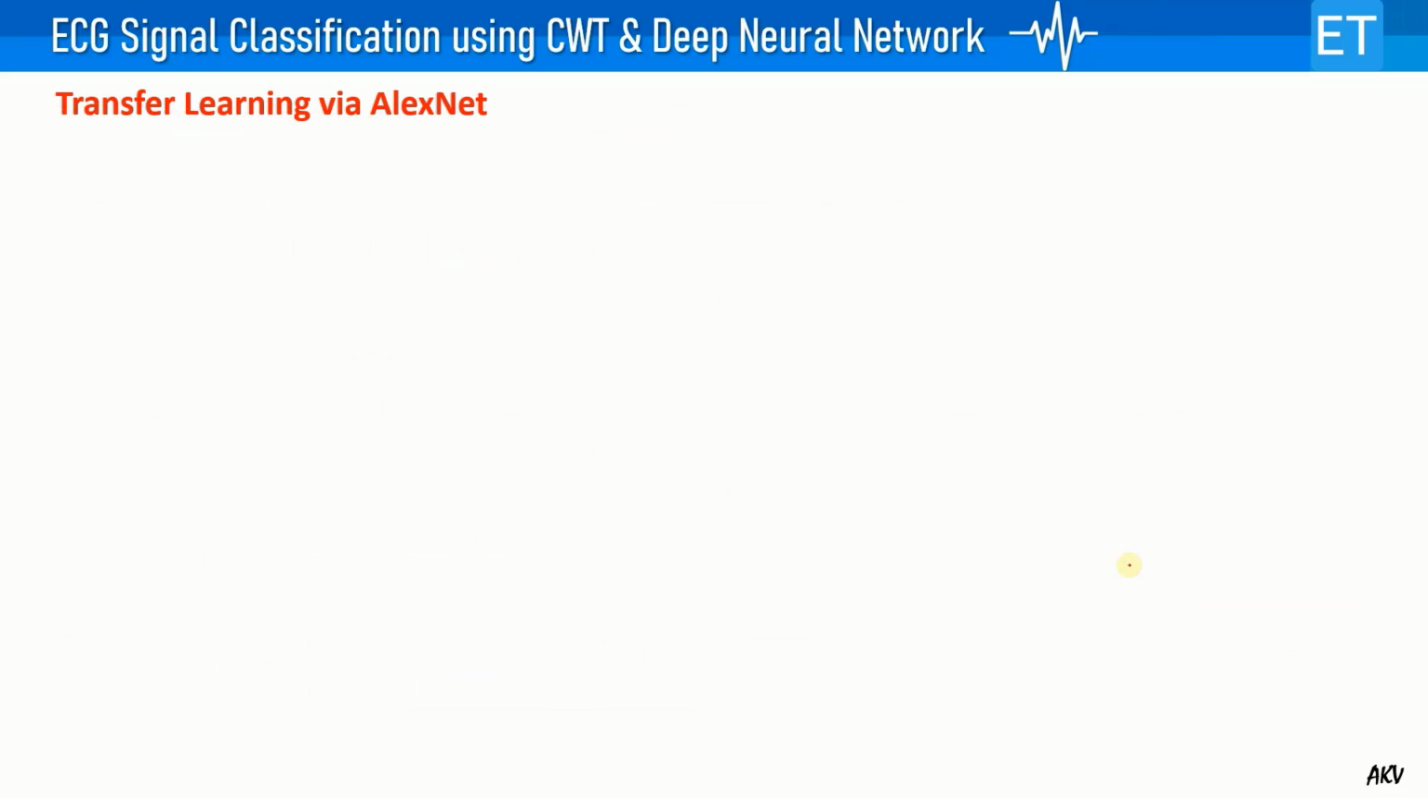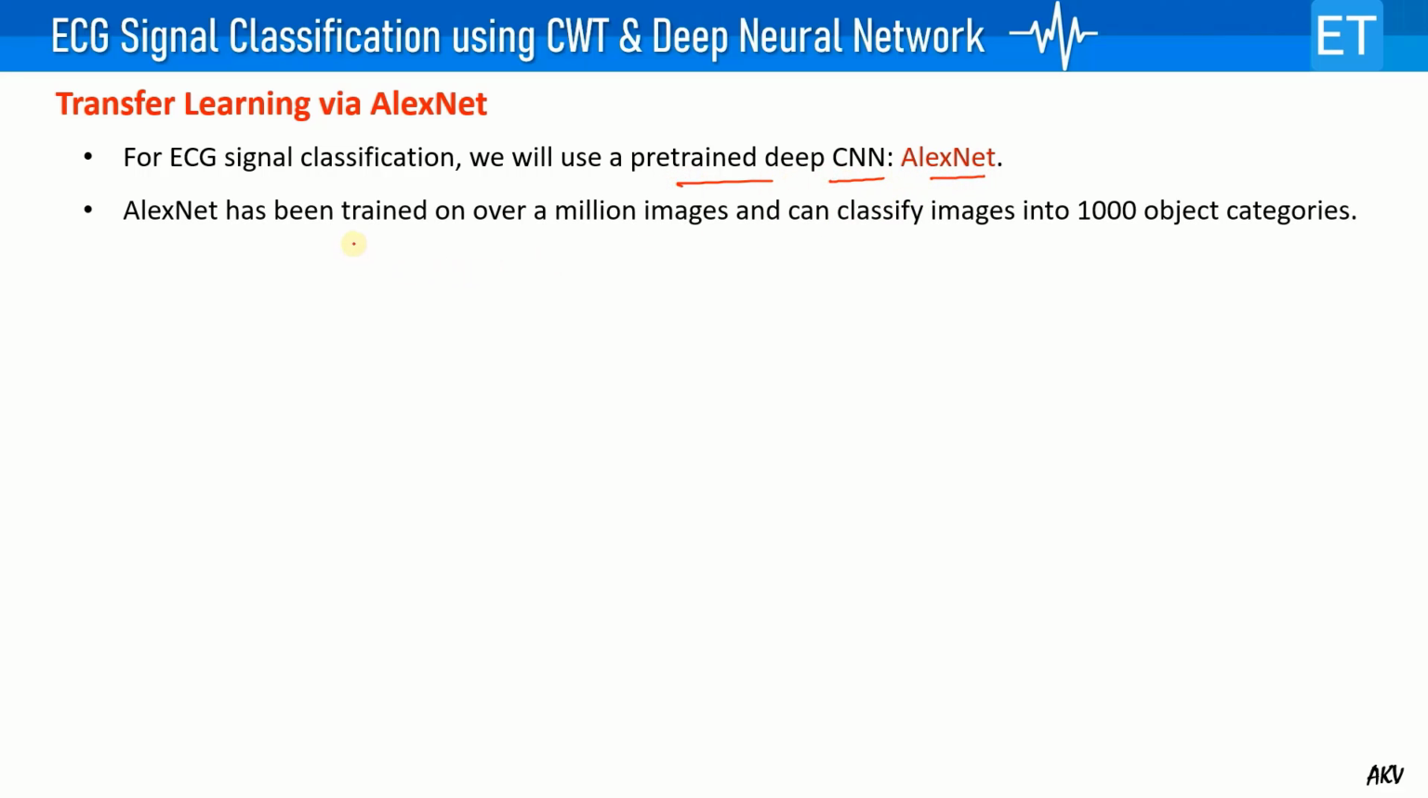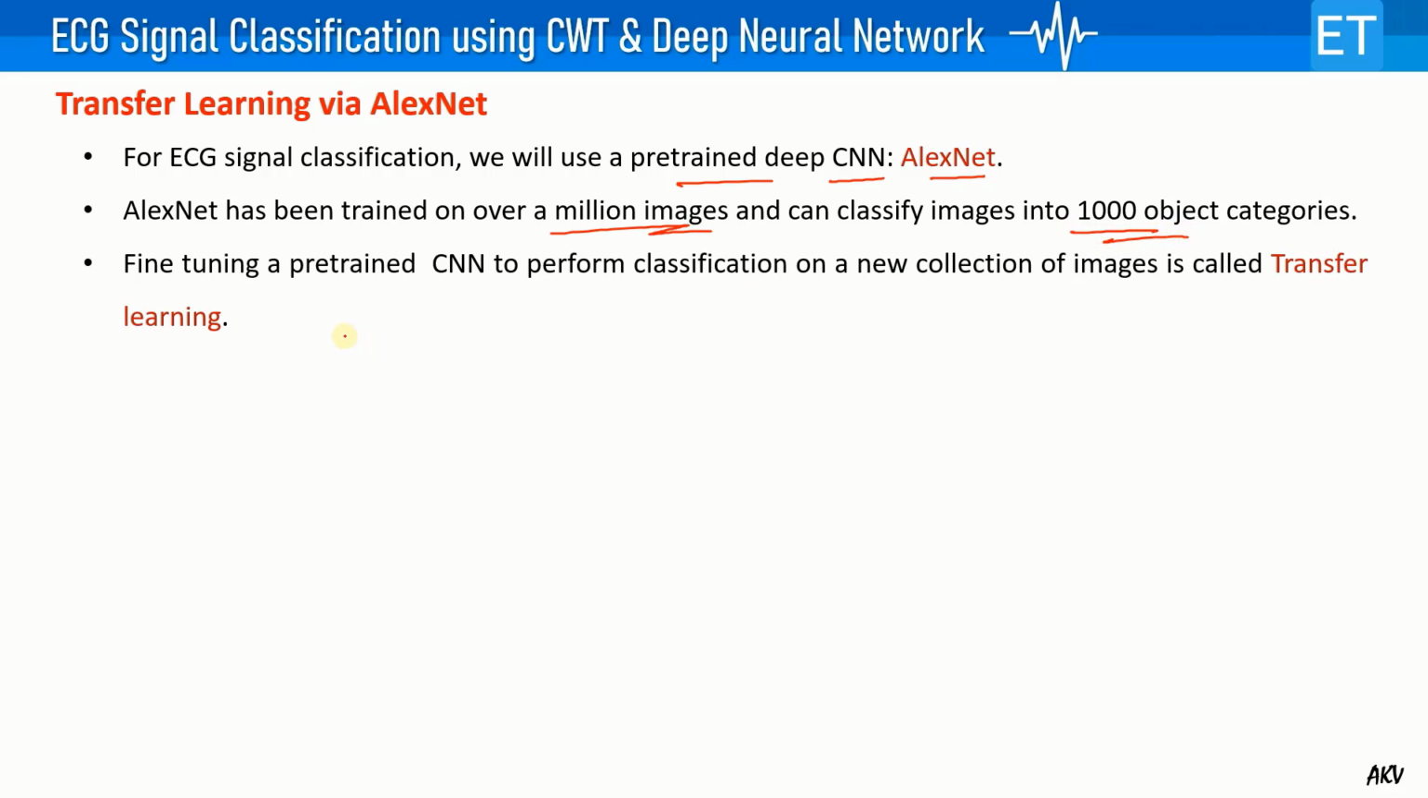Now let us come to AlexNet. What is AlexNet actually? For ECG signal classification, we will use a pre-trained deep CNN, AlexNet. AlexNet is already trained over millions of images, and it can classify 1,000 different object categories. Fine-tuning a pre-trained CNN to perform classification on a new collection of images is called transfer learning. So we are going to use transfer learning.